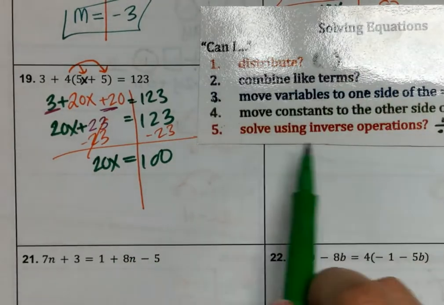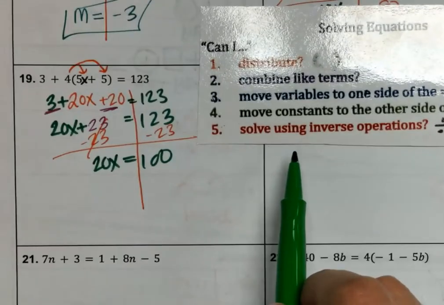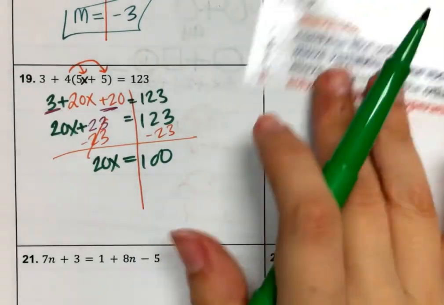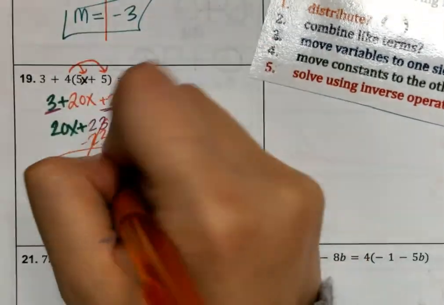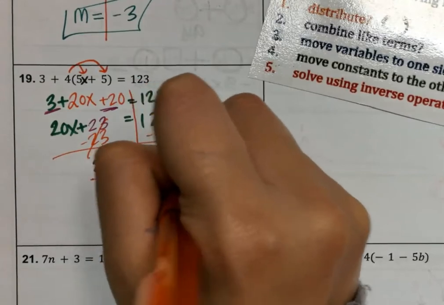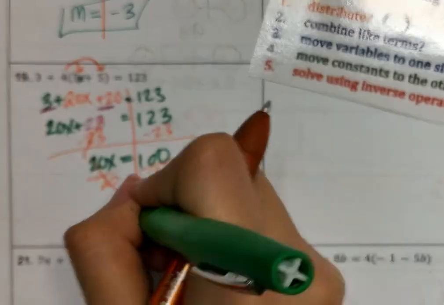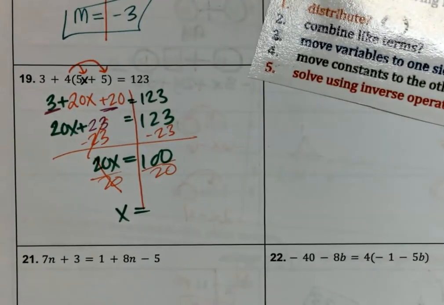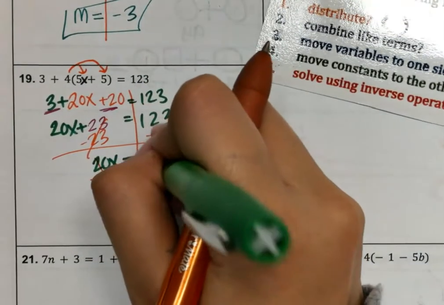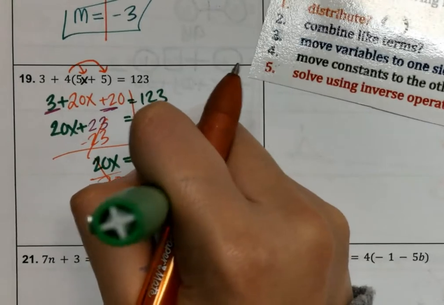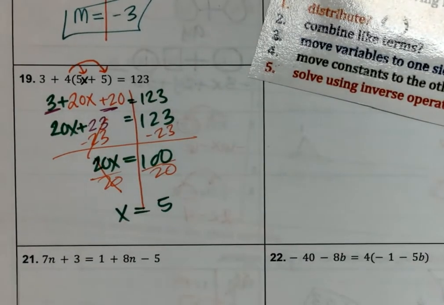Final step is solve using inverse operations. So 20x is 20 times x. The opposite of times 20 is divide 20. So I'm going to divide both sides by 20. That finally gets my variable by itself. So x equals 100 divided by 20, which is 5. So 20 goes into 100 5 times.